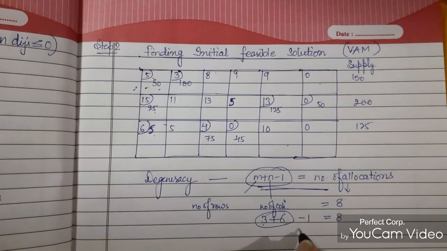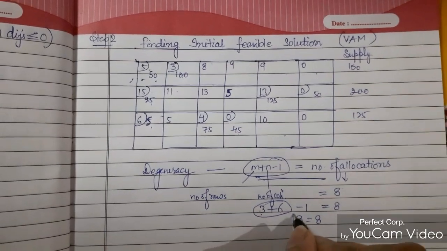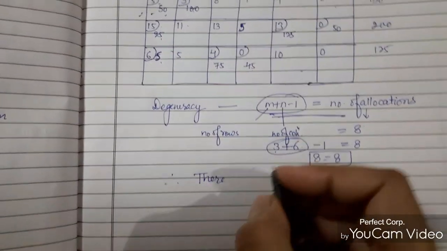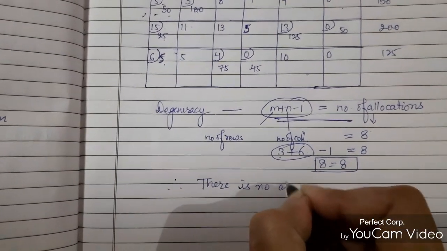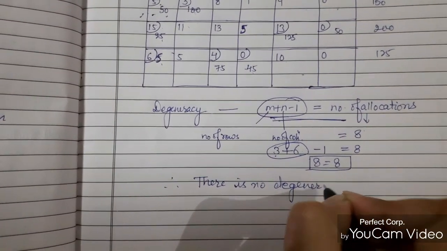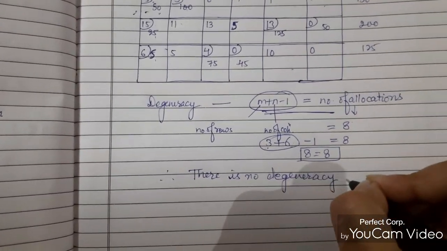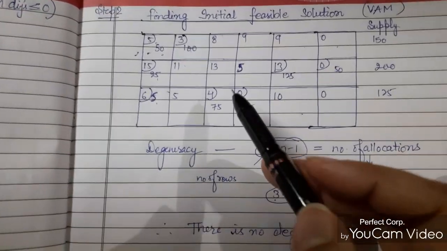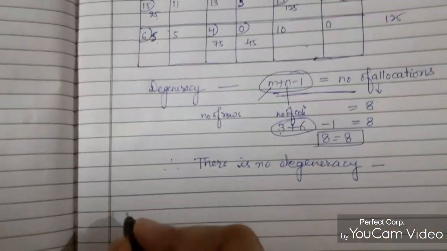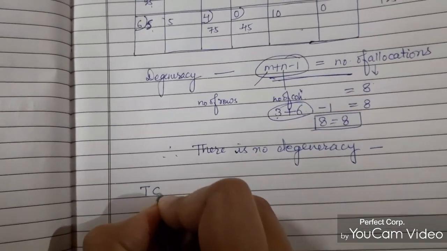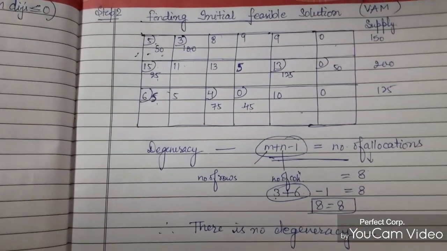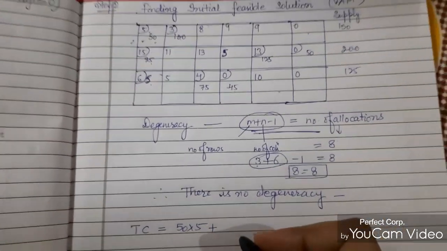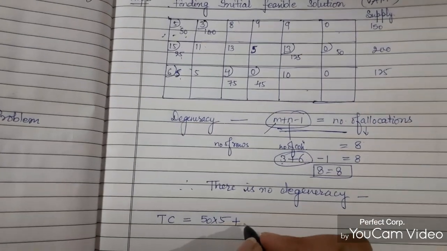So you can see here that this is 8 equals to 8. Therefore there is no degeneracy, right? So we can continue to check the optimal solution of this. By the allocations we obtained, we first find the initial feasible solution and the transportation cost, right?